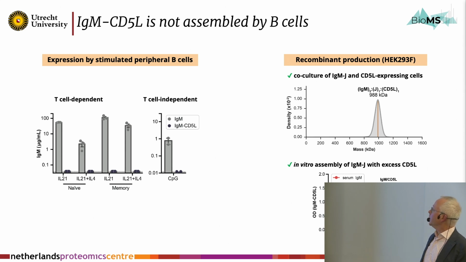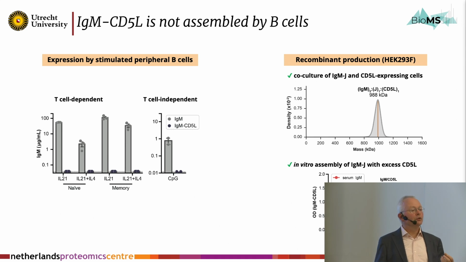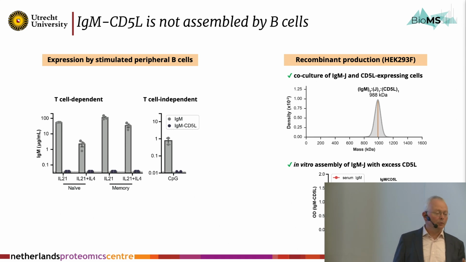That was done over here. We also showed that we can express the IgM with recombinant CD5L. So we can do the experiment where we make recombinantly IgM with J chain. Then we can add CD5L, and then by using a few tricks, a bit reducing conditions, we can get the incorporation of CD5L. So we show in vitro that CD5L can be later built into the IgM-J complex.